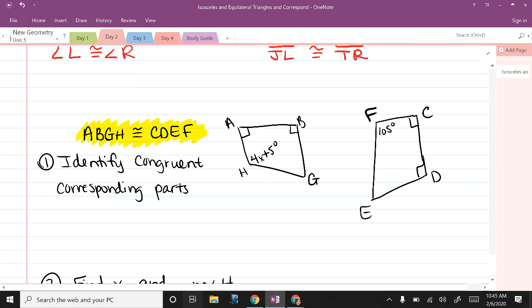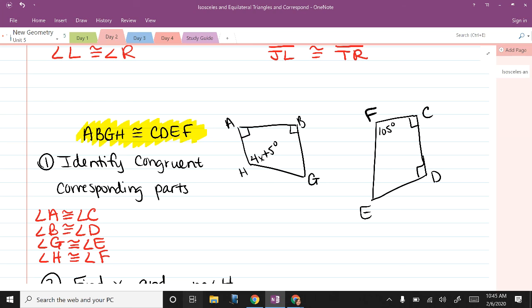All right? So y'all help me do this. Angle A is congruent to what? Angle C. Angle B is congruent to angle D. Angle G is congruent to angle E. And angle H is congruent to angle F. Any questions about the angles? Those are easy. Sides could be slightly more complicated.